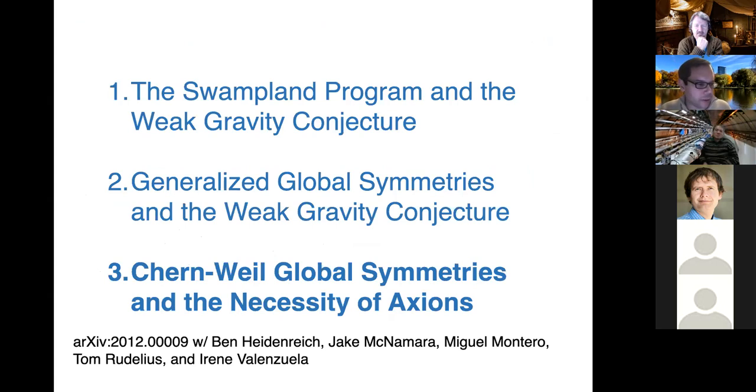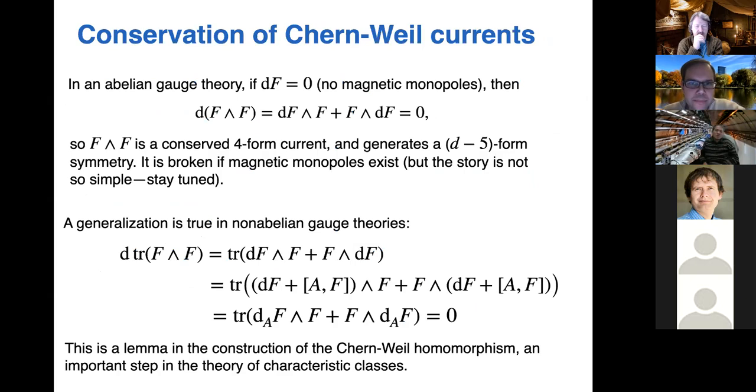Okay, but yeah, I don't have that much time left. So I'll try to briefly summarize the third part of the talk, which is about the recent work we've been doing on what we call Chern-Weil global symmetries. And these are really just trying to generalize this case I was telling you about where you have symmetries generated by field strengths. And so the observation is just that there's a mathematical fact that if F is a closed form, we saw in the U(1) context, that means you get the symmetry associated with the absence of magnetic monopoles.